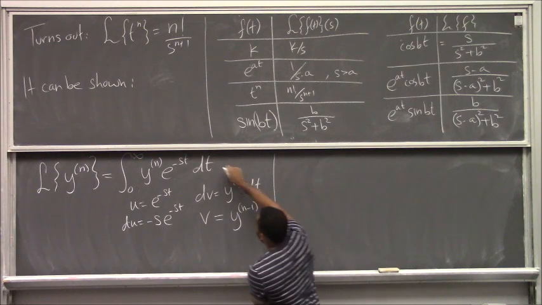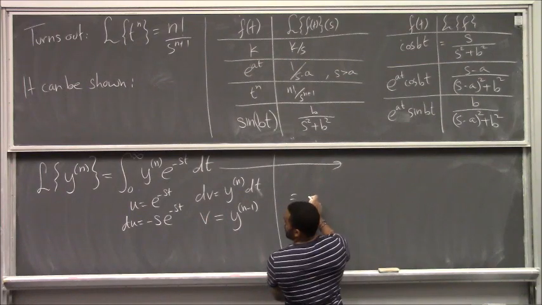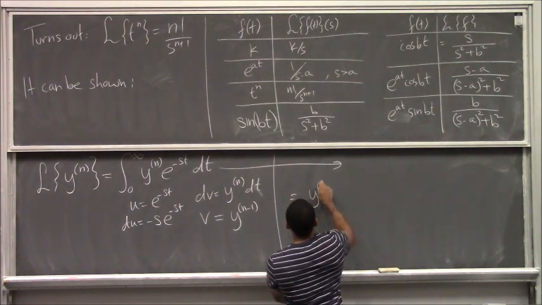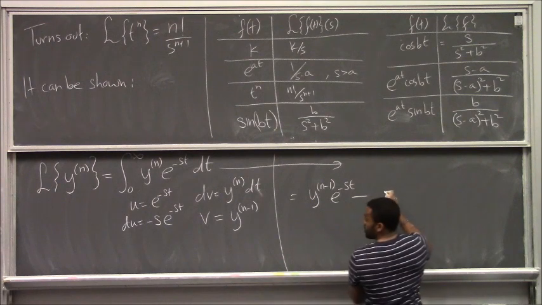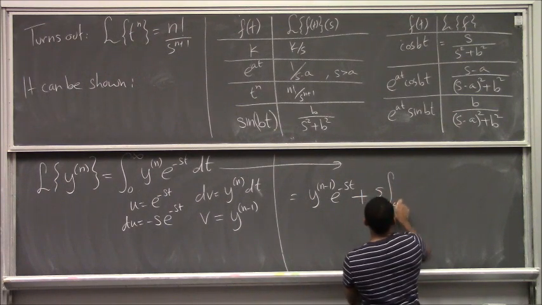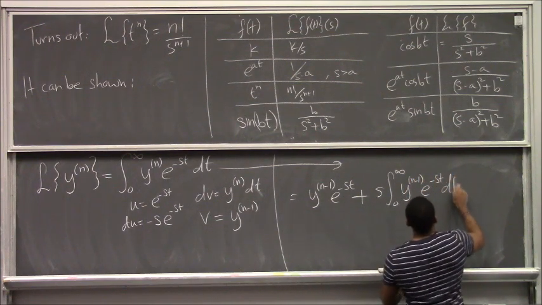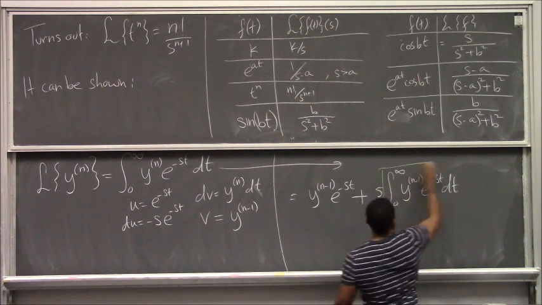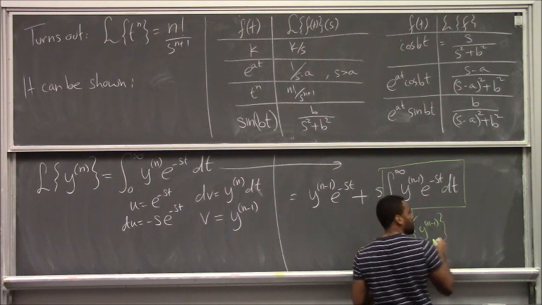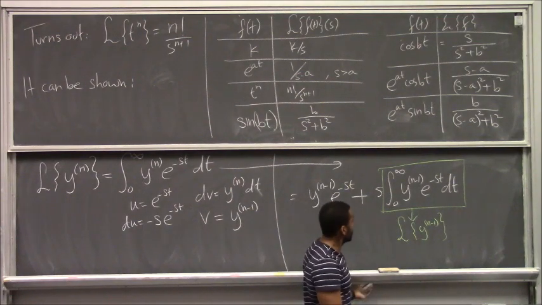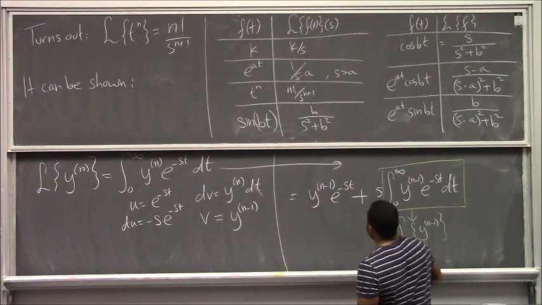So now if I apply the integration by parts formula, what is this actually going to look like? Well, it's going to be u times v, minus the integral of v du. So this is going to be plus s times the integral from 0 to infinity of y^(n-1) e^(-st) dt. Now, what you'll realize this guy is, what's that? That's the Laplace transform of the n minus first derivative. So I actually got a lower level. Right, by definition.